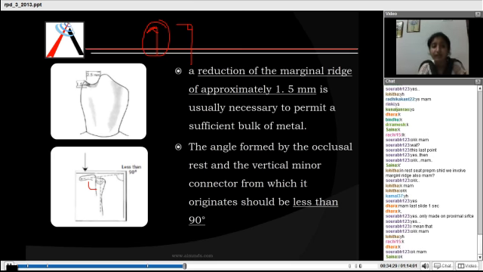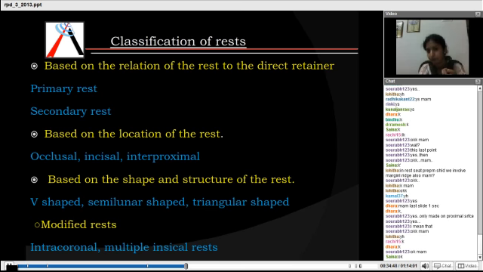So remember the values: 1.5 mm wide, 2.5 mm wide, 1.5 mm reduction of the marginal ridge, rounded triangular apex, concave or spoon shaped floor along with the crest of the ridge, and the angle with the minor connector should be less than 90 degree. Clear with the rules?